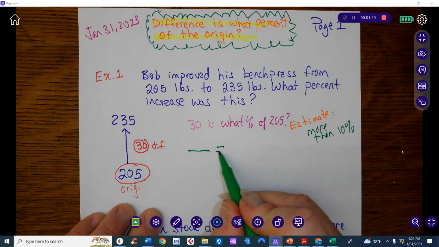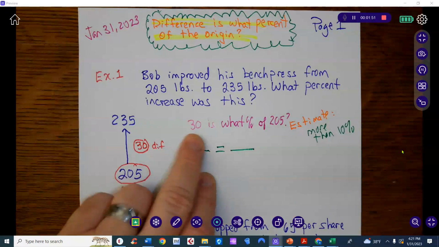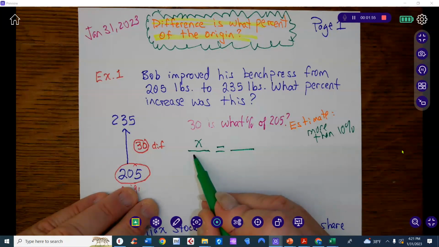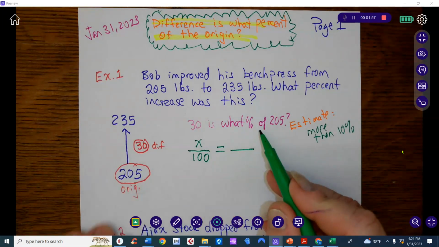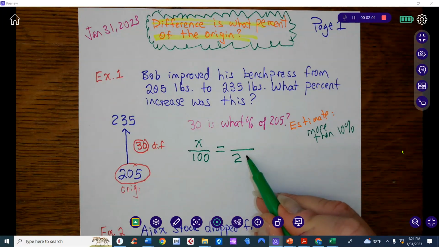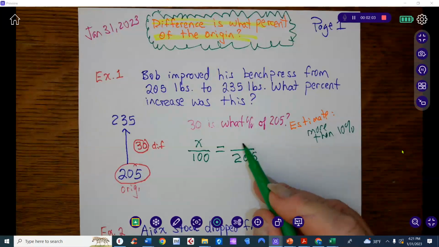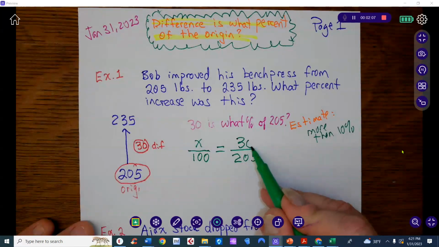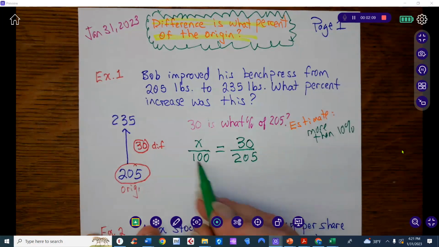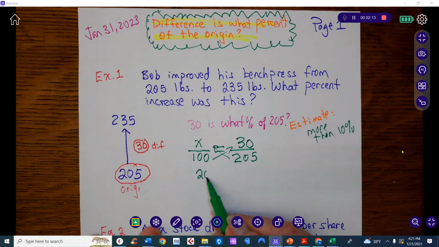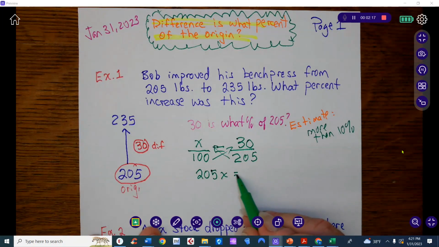As always, we make our two bars. 30 is what percent? As always, we go x over 100. What comes after of, the 205, we put on the bottom. And the remaining number is 30. Let's put that on the top. Now, if we cross multiply, we're going to get 205x is equal to 3,000.